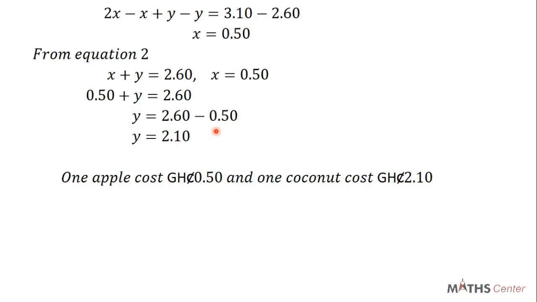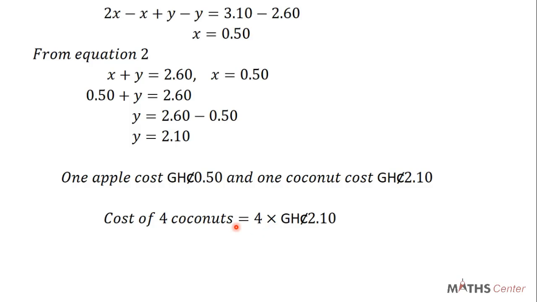But this is not what the question told us to find. The question told us to find the cost of 4 coconuts. What is the cost of 4 coconuts? If one coconut costs 2.10, then 4 coconuts will cost 4 times 2.10. I hope that is clear. The cost of one coconut is 2.10. So if you want 4 coconuts, you have to multiply the cost of one coconut by 4.